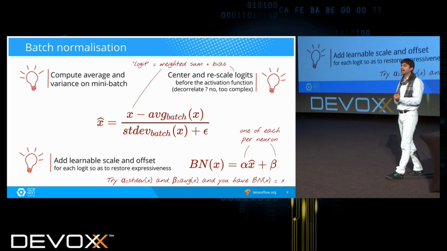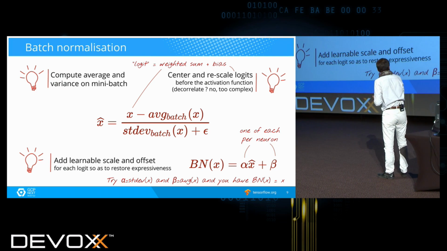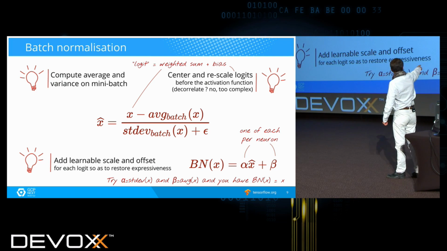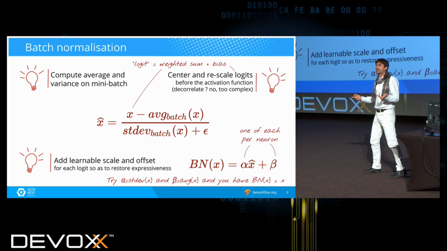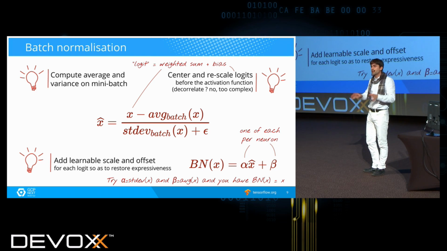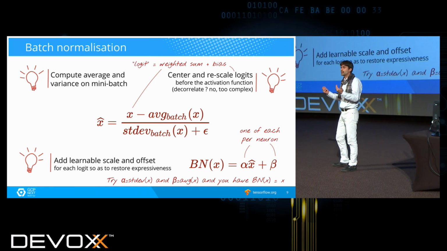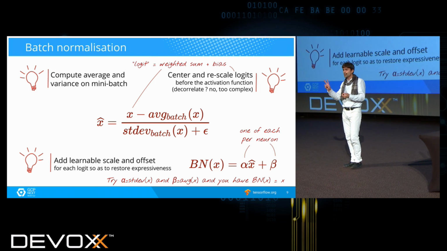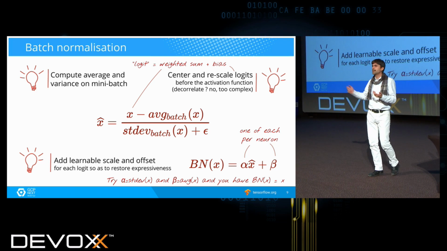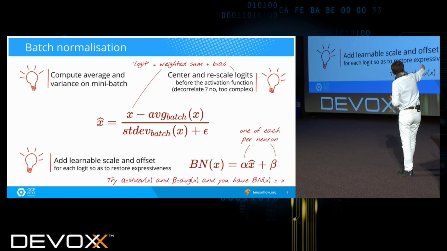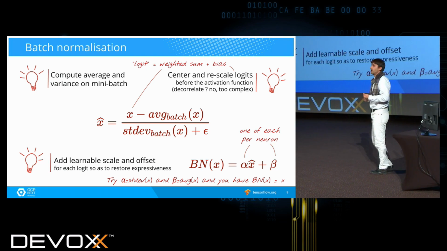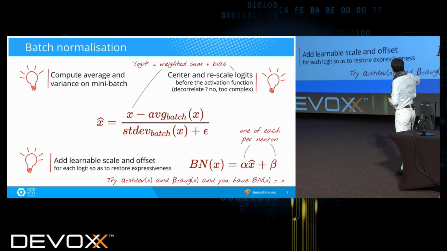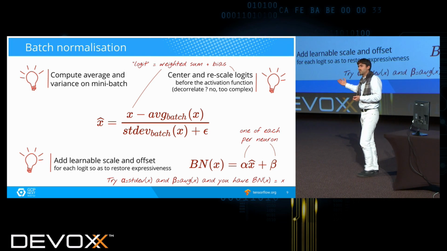And the genius idea in batch normalization is once you have rescaled your logits, you scale them back using two learnable parameters, alpha and beta. As previously you had biases in each neuron, you simply add two additional degrees of freedom per neuron, just two per neuron, called alpha and beta, a scalar and an offset factor, and your batch normalized logits become the scaled and recentered logits multiplied by alpha and plus beta.